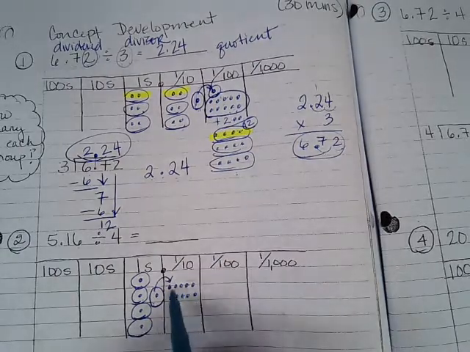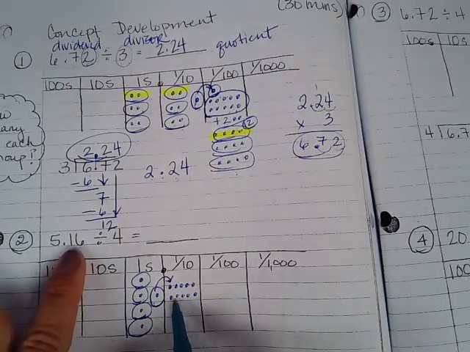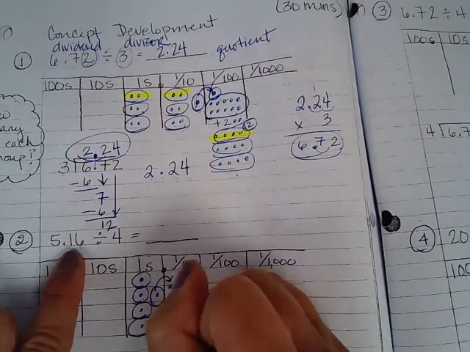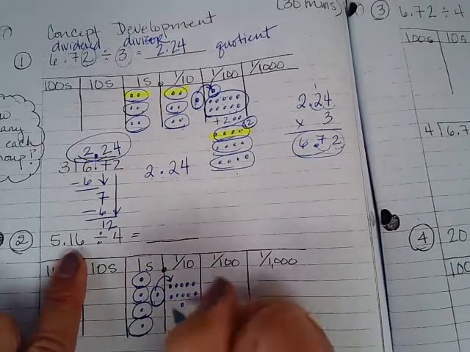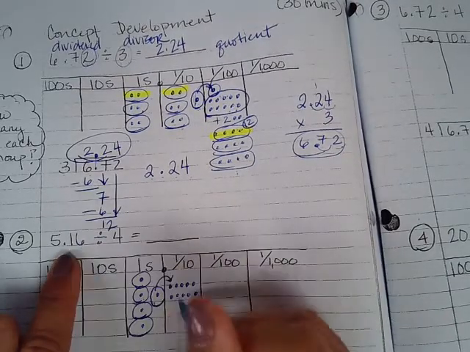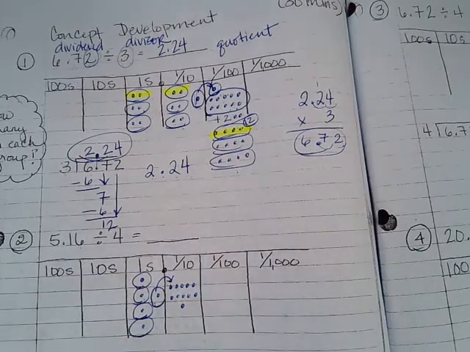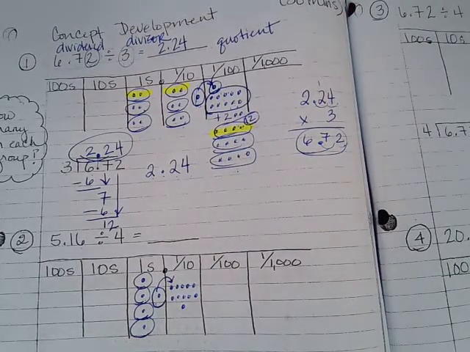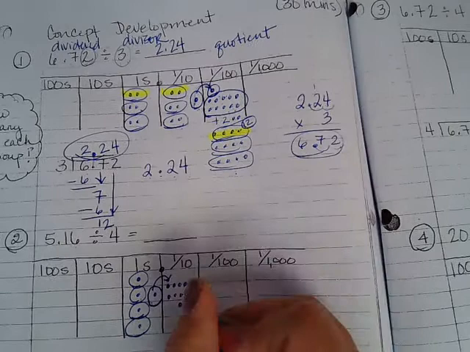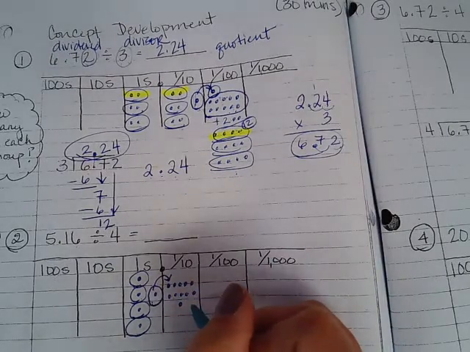Okay, so I have 10 here and I have 1 here. So now I have 11. Now how am I going to break up 11 into 4 equal groups? What do you think I should do?